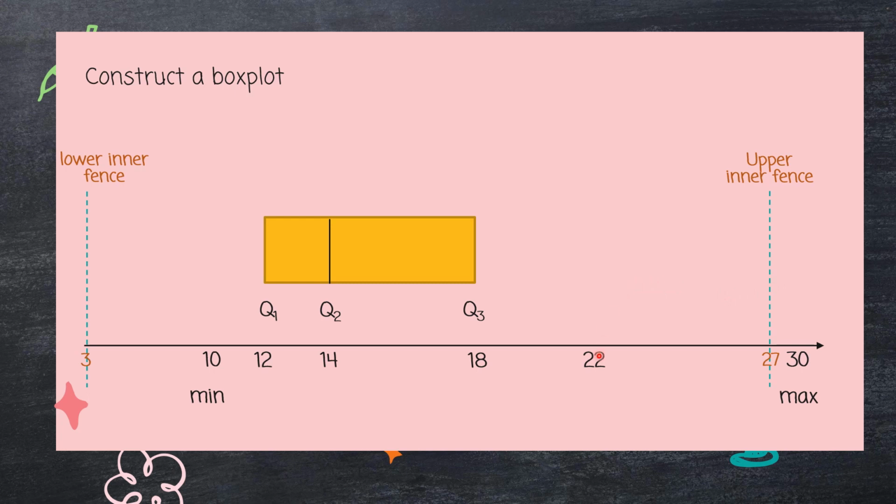Since the data 30 is an outlier, take the nearest maximum data, which is 22, inside the fence, and mark the outlier with a circle. So make sure a box plot must contain the 5-number summary.